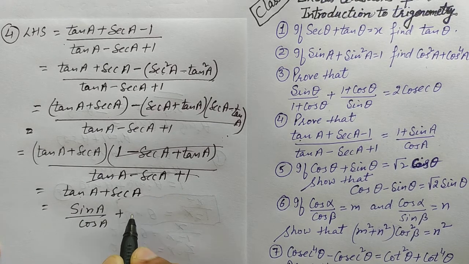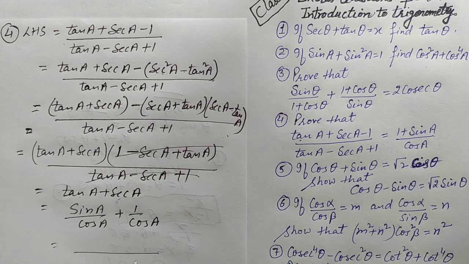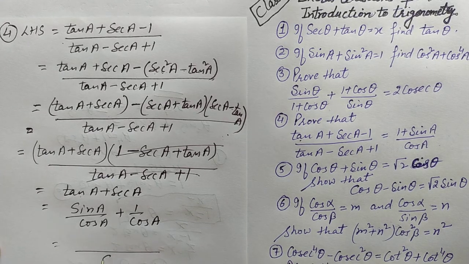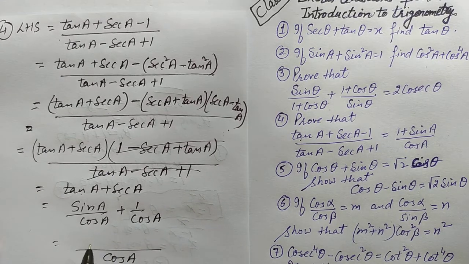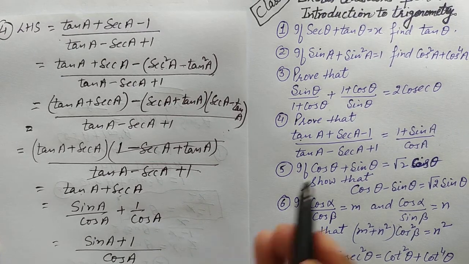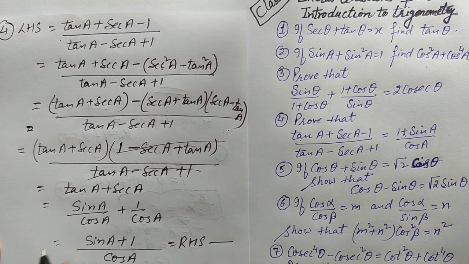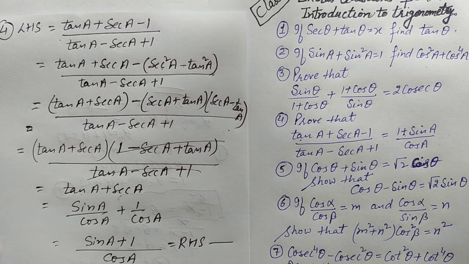And what is secant a? That is 1 over cos a. So you can take cos a LCM also, or these are like terms only. So cos a is taken here. So what is left? Sin a plus 1. So I hope it is done, same thing. So that is equal to right hand side, hence proved. So this way we will do this question also.